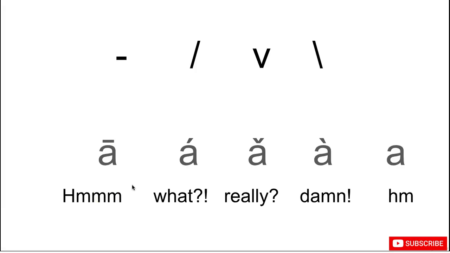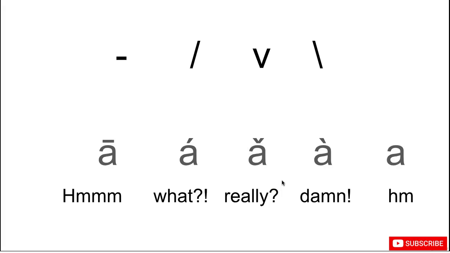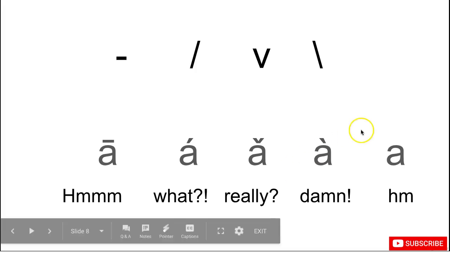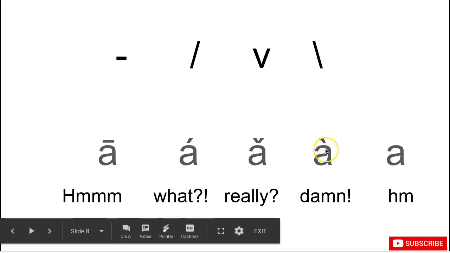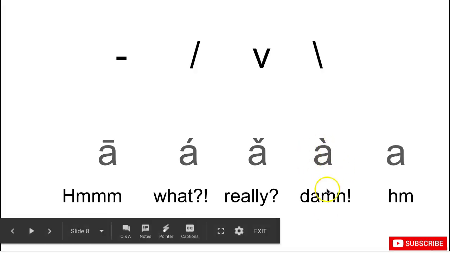And then we saw the rising tone, which is the second tone, and is pronounced like "what?", ah. And then we saw the third one that is a combination of the second and the fourth tone, and is pronounced like "really?", ah. All right, then the last tone or the fourth tone is the falling tone and it's pronounced like "damn" or "ouch". All right, so the pronunciation of this will now be ah.